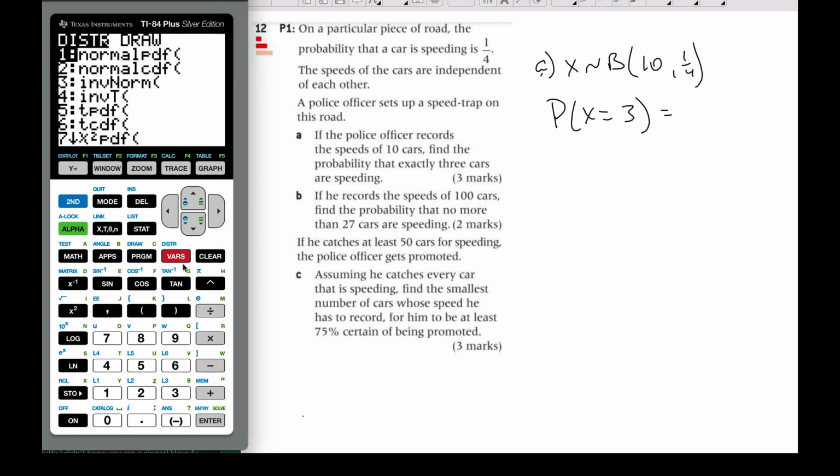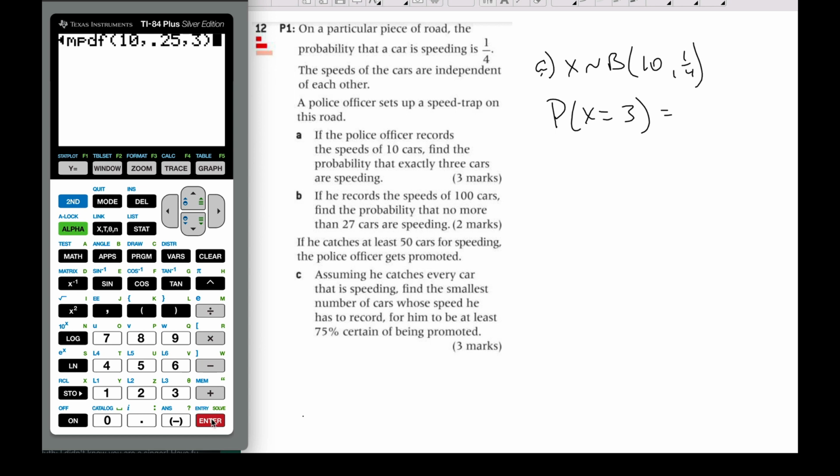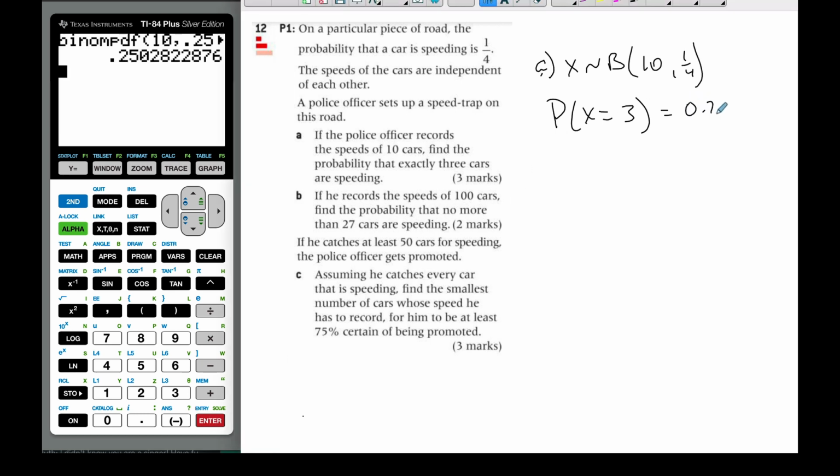We go to our binomial distribution PDF, and we know there's 10 trials. It's 0.25, and it's 3, which gives us 0.250 to 3 significant figures. You have to write the 0 because that means it's included.